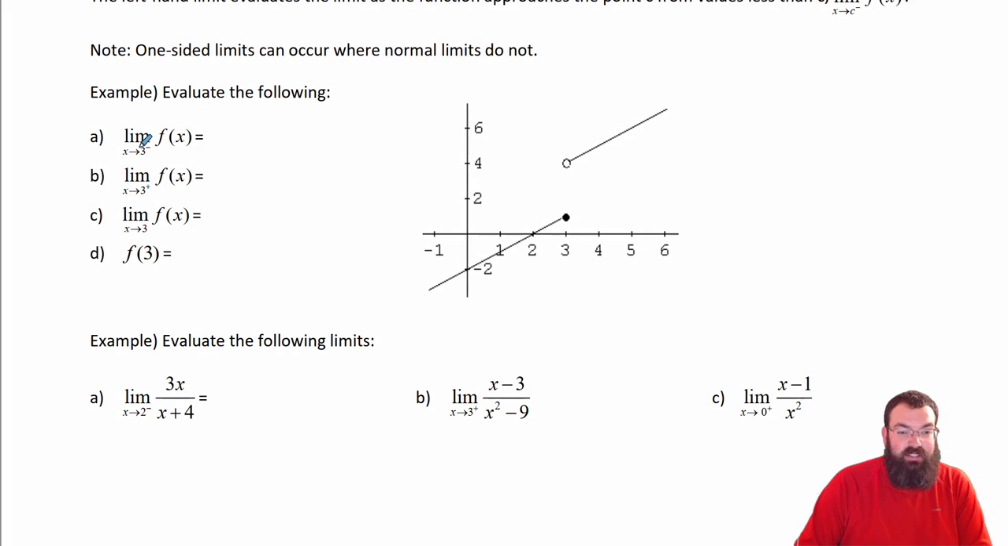The limit of f of x as x approaches 3 from the left. Approaching 3 from the left, it's approaching this way here, so that's going to be at positive 1. Approaching 3 from the right, we're going up here, and it's approaching 4.